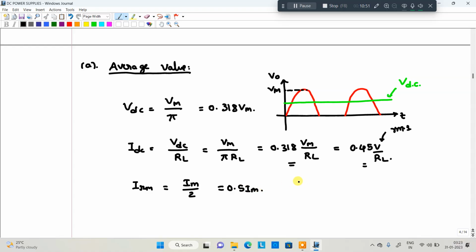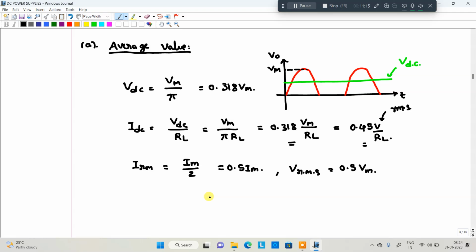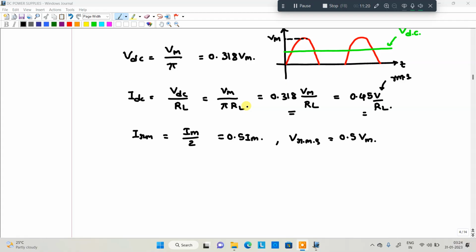Similarly, for voltage, VRMS with the same formula is equal to 0.5 Vm, the maximum value. So that's what we have for the RMS value as well as the maximum value cases. Next we are moving to the second parameter. We have to remember the peak value, otherwise peak factor.